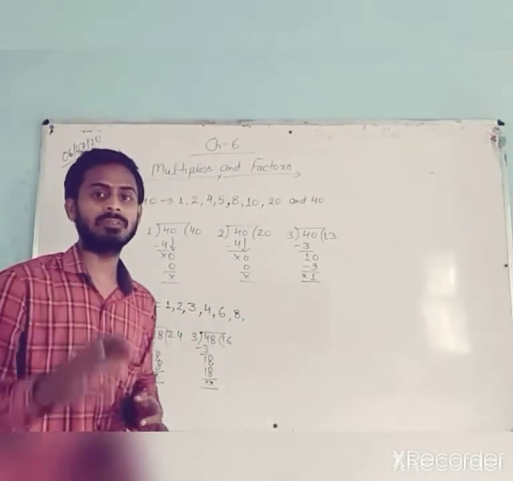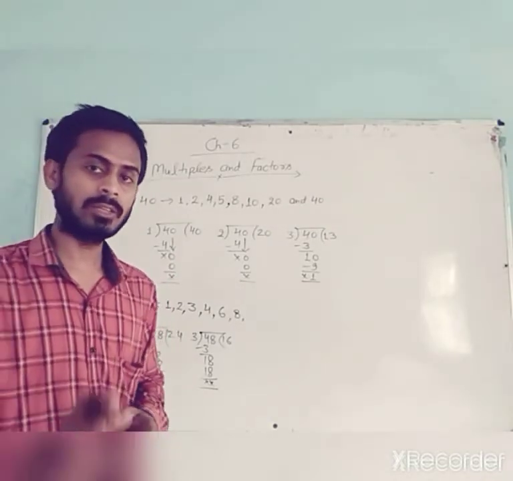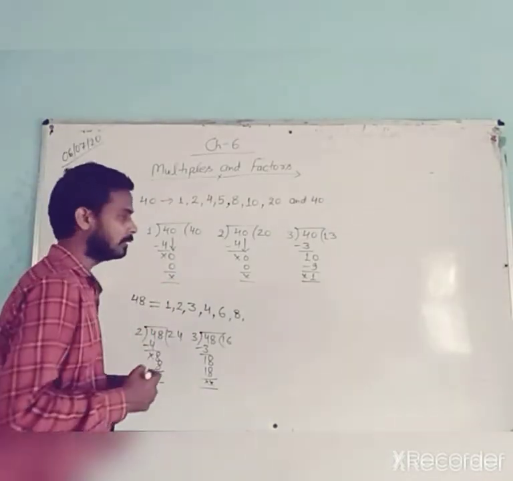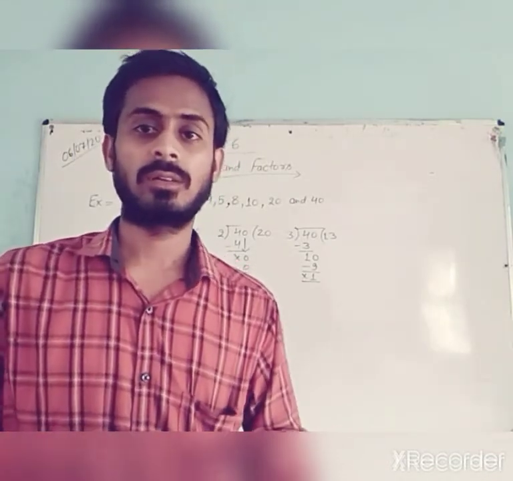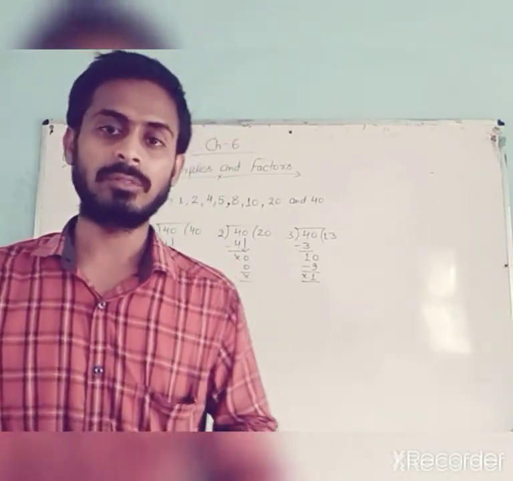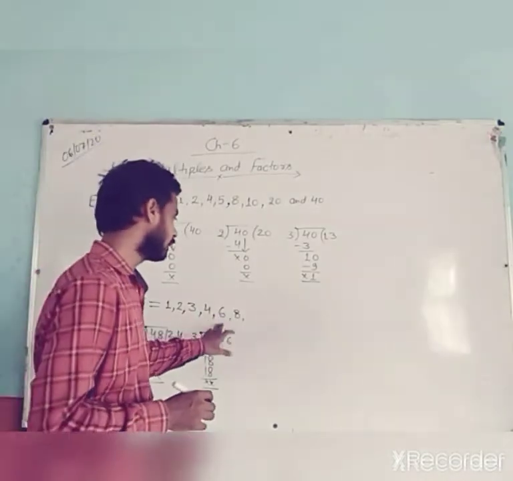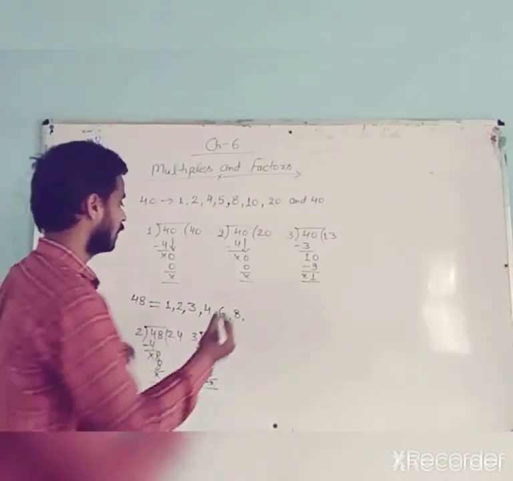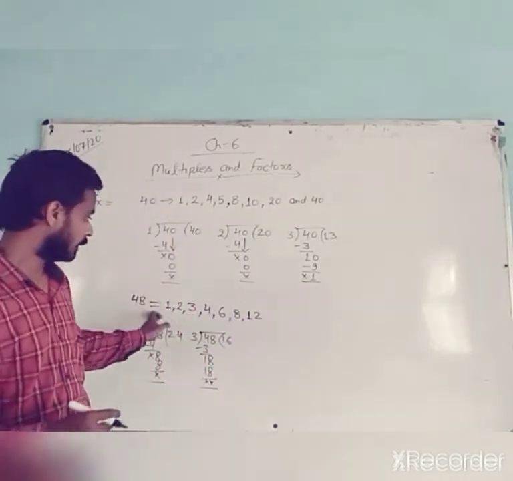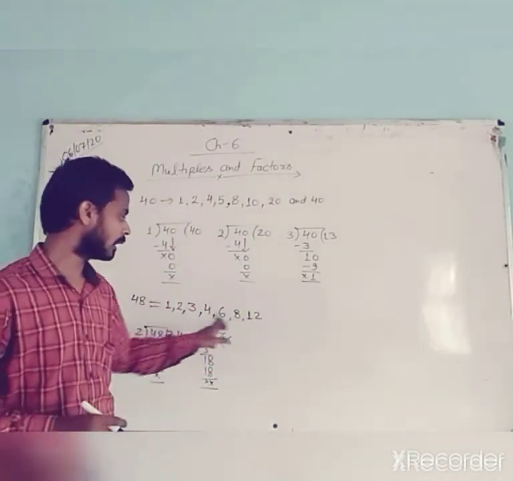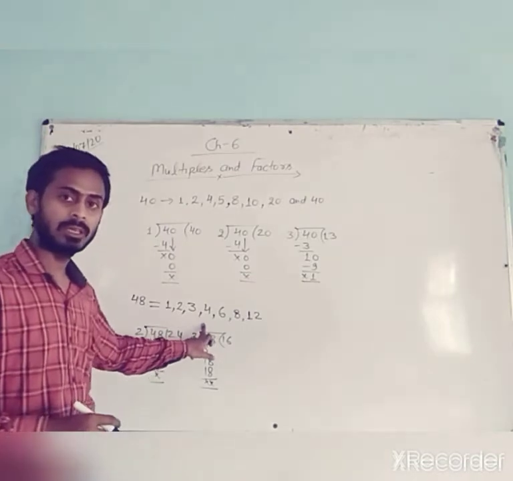10: 10 5s are 50, 10 4s are 40. Again, 10 is not a factor of 48. 11: see, 11 4s are 44 and then 11 5s are 55. That is why 11 is not a factor of 48, but 12 is. See again, when you divide 48 by 4, then you have 12 4s are 48.